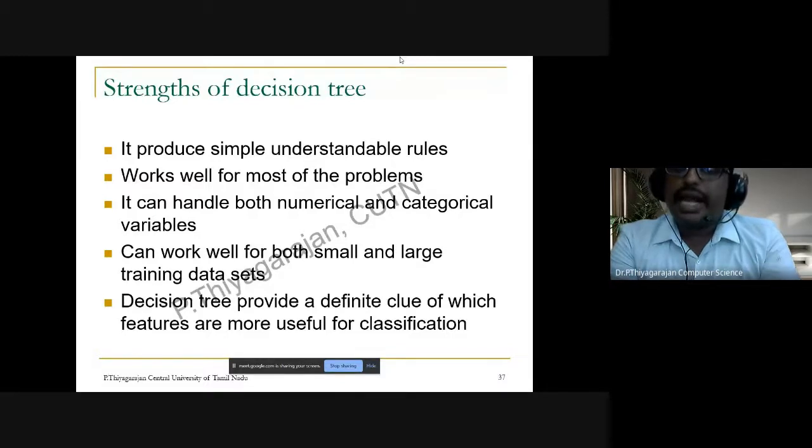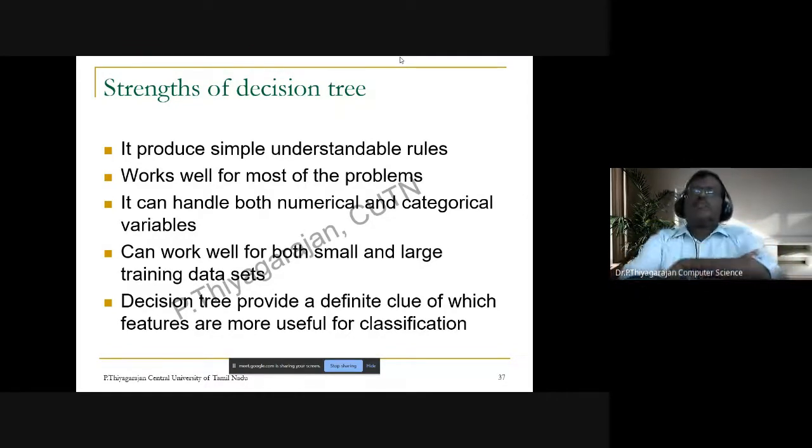As I said, it can handle both the numerical variable and the categorical variable, and it can work well for both small data sets as well as for large data sets. And the decision tree is able to provide a definite clue of which of the features are more useful for the classification. This is a very, very important point.